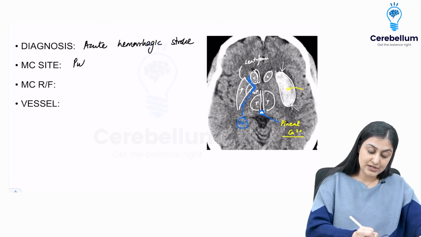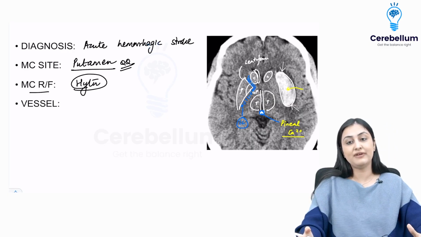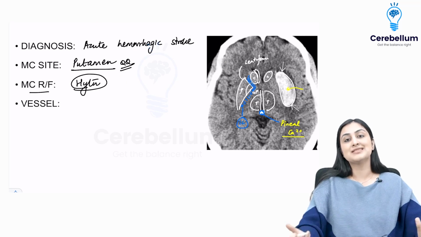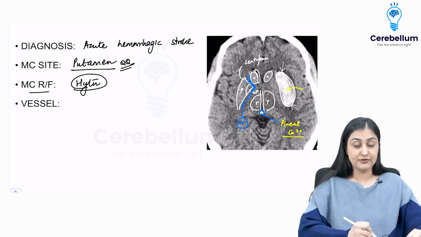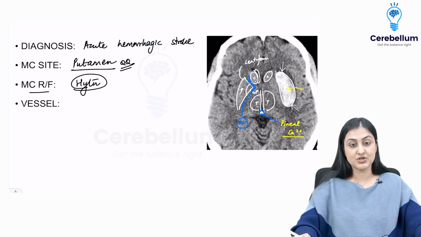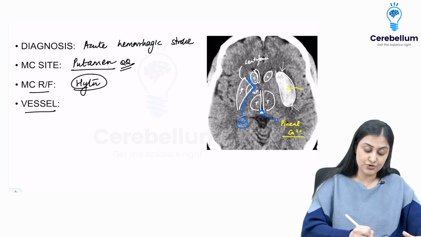So the most common site overall for hemorrhage in the brain is the putamen, and this is seen with hypertension. Very frequent one-liner question in fact of NEET. The most common site of hypertensive bleed is putamen. Remember the risk factor here is hypertensive patients, and the vessel which is involved is the same as in lacunar stroke. Do you remember that?